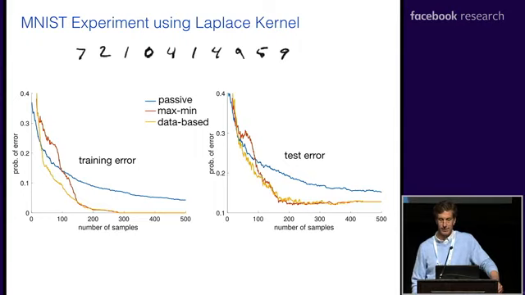The generalization or test error is stabilized. We're not really too worried that we're possibly overfitting, given the new story that's emerging about this interpolation regime. And then we also see that the max-min criterion initially does maybe a little bit worse than passive learning, but eventually catches up. And so I'm going to stop there.